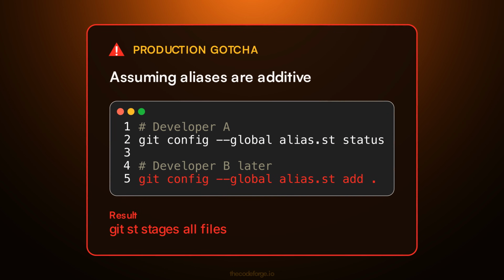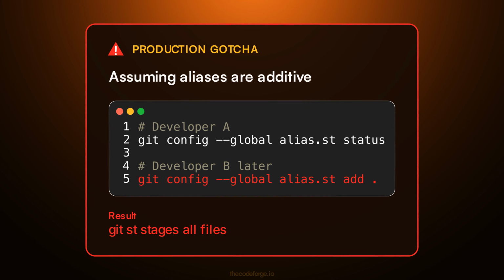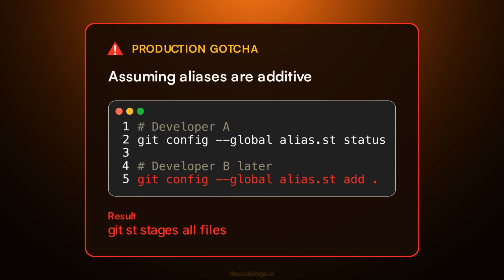The mistake was assuming aliases are additive. They are not. The last one set wins. If you set the same alias twice, the second overwrites the first. This is why sharing a config file without coordination can lead to unexpected behavior.